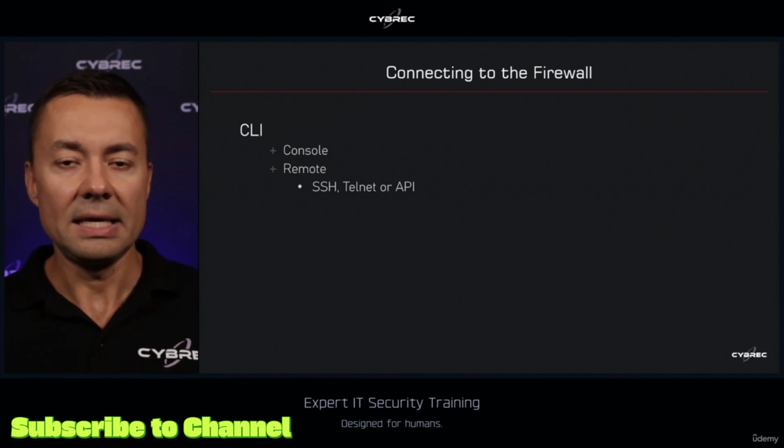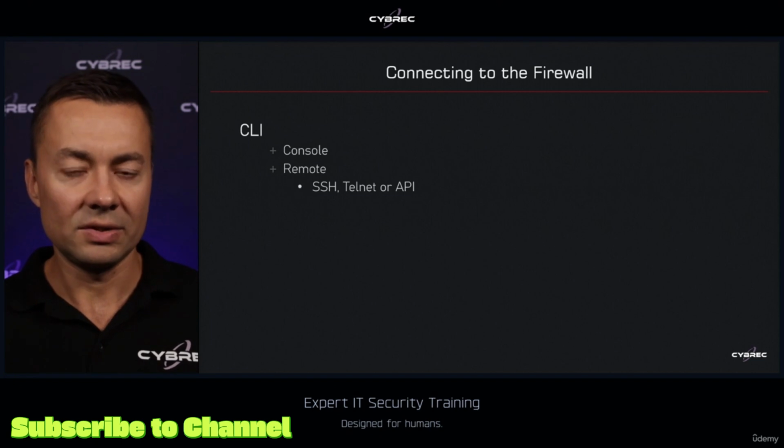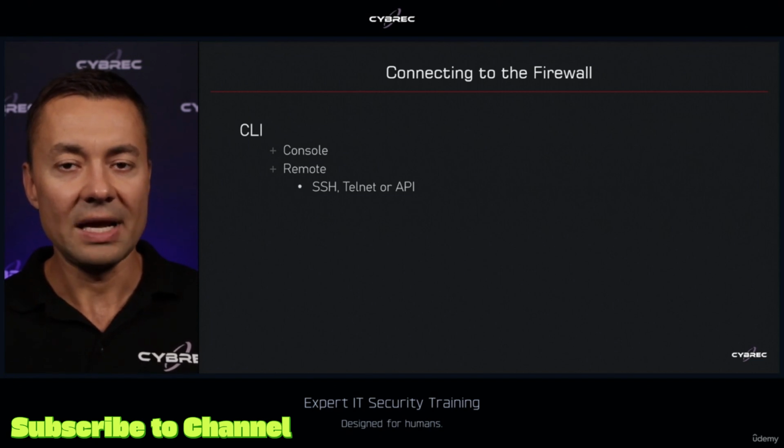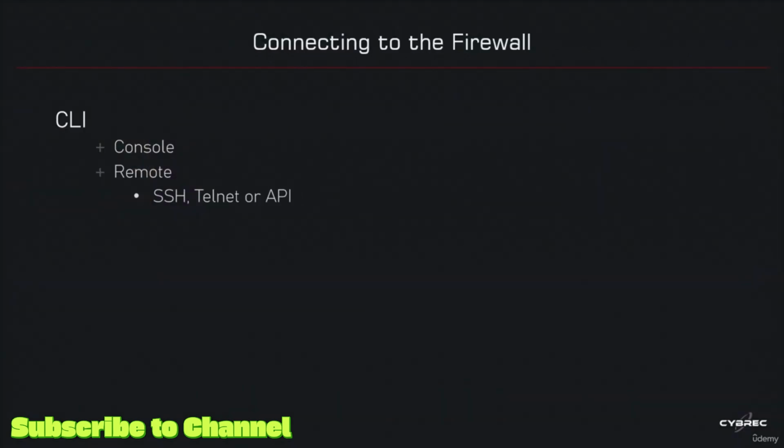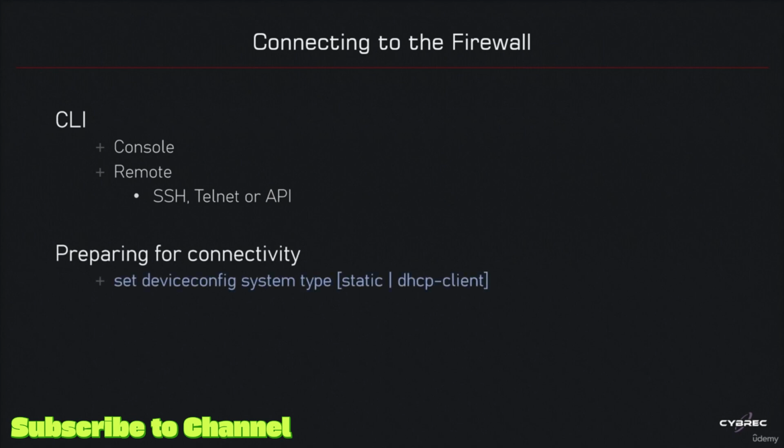As I said in the beginning, the goal in our case is going to be to first and foremost configure an IP address on the management interface so we can then connect with a GUI or maybe SSH to access the command line in a remote fashion. The command syntax that we will use to set up a firewall for remote access, either command line or GUI based, is going to be set device config.